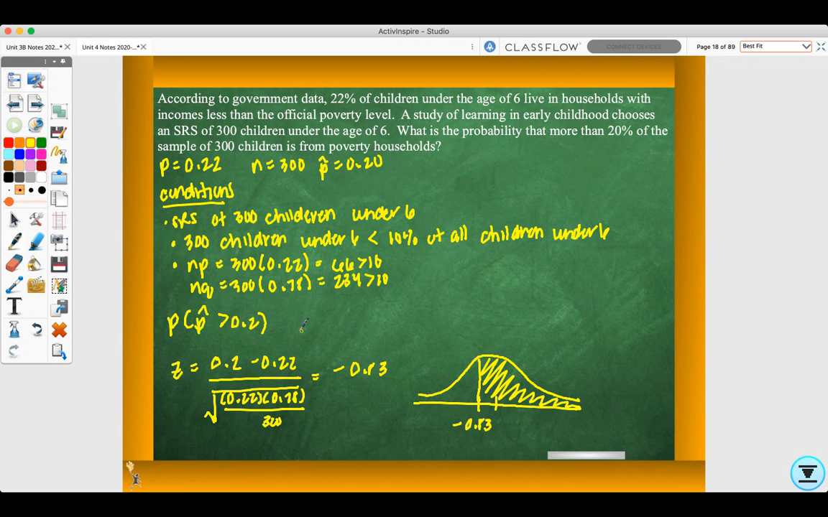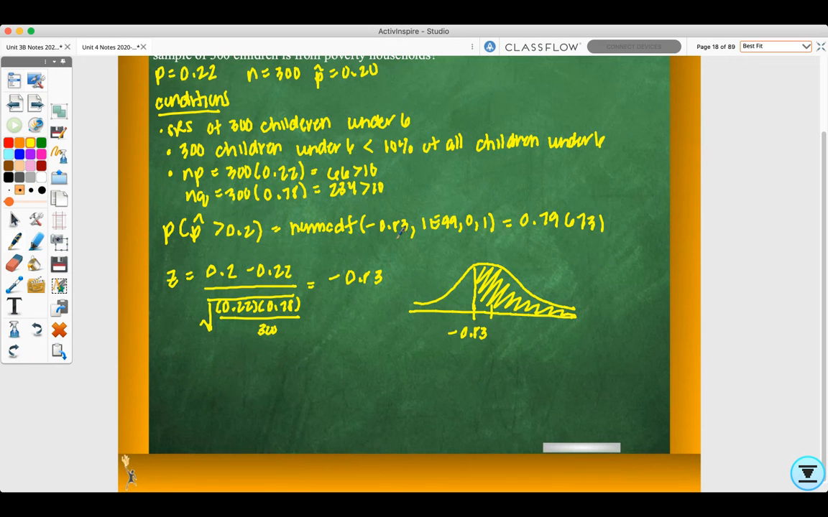So in your calculator, you would have normal CDF of negative 0.83, 1E99. And if you have an older calculator or they ask you for your mean and your standard deviation, and I said that 1 would be there earlier, your mean is 0, your standard deviation is 1, and you would get 0.796731.